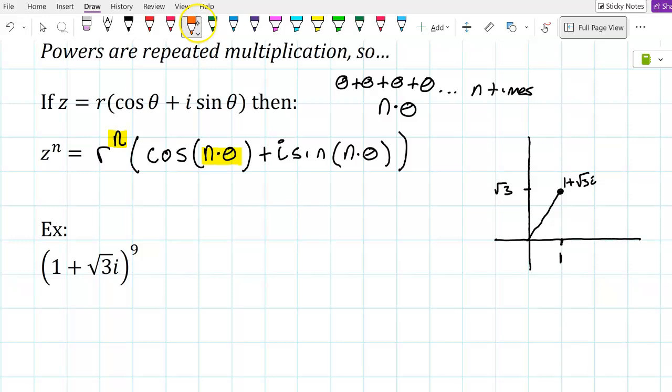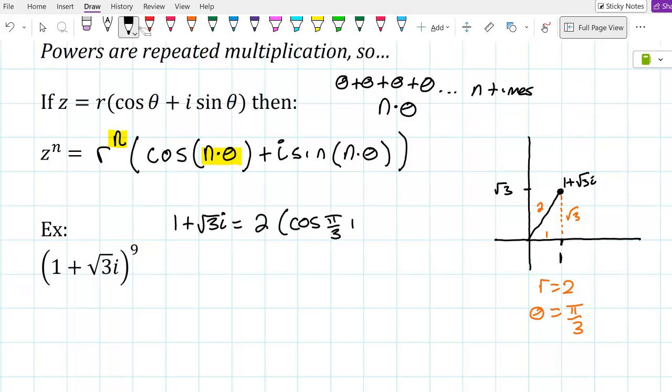Let's make a little triangle out of this. Base of 1, height of root 3. And from special right triangles, we know that this is a special right triangle, so we know that the radius is 2. We also know that the angle is pi over 3. So 1 plus root 3i is the same as 2 times cosine pi over 3 plus i sine pi over 3.